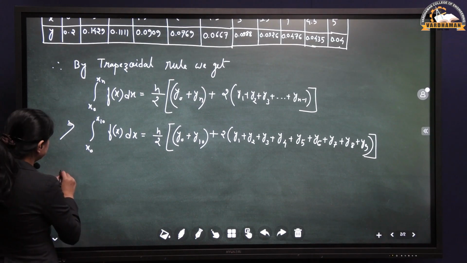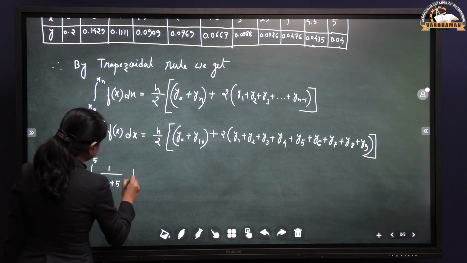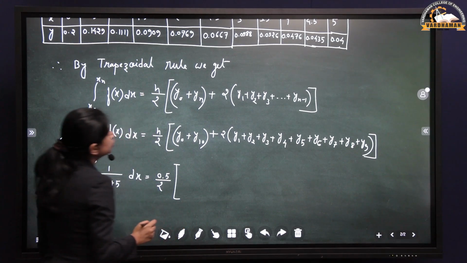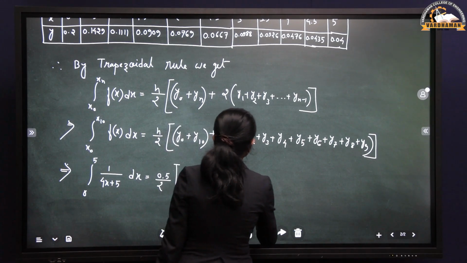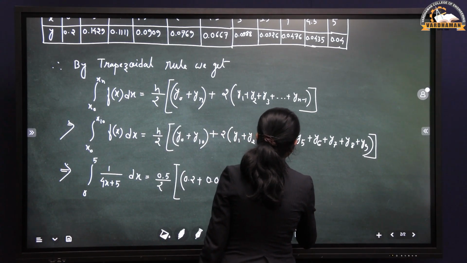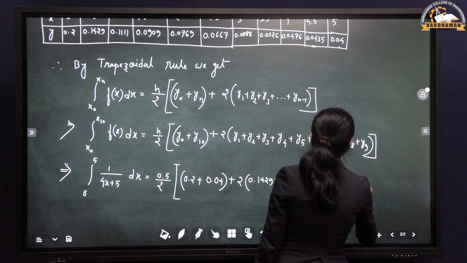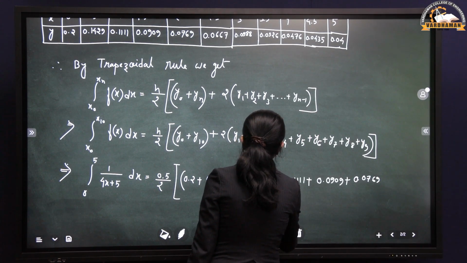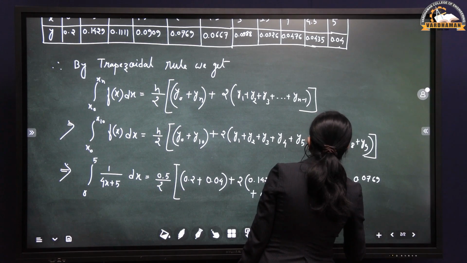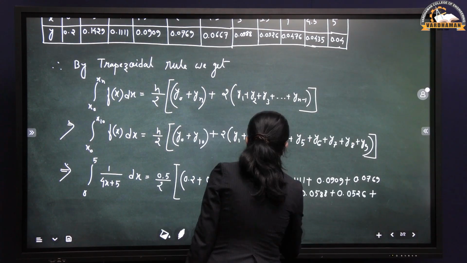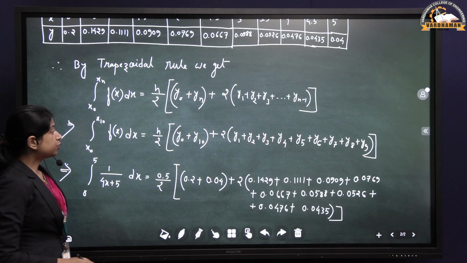Now let us put the values. Therefore, x naught is 0, x10 is 5. f of x is 1 by 4x plus 5 dx. h is 0.5 by 2, y naught is 0.2, y10 is 0.04 plus 2 into y1 0.1429 plus 0.1111 plus 0.0909, which is y3. y4 is 0.0769, y5 0.0667, y6 0.0588, y7 0.0526, y8 0.0476 plus y9 0.0435. This is how we need to substitute the values.